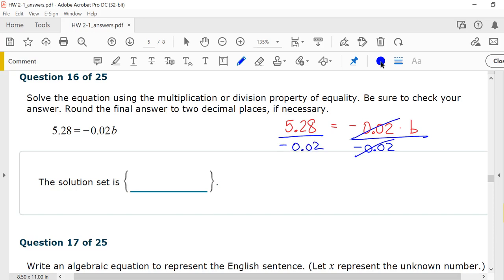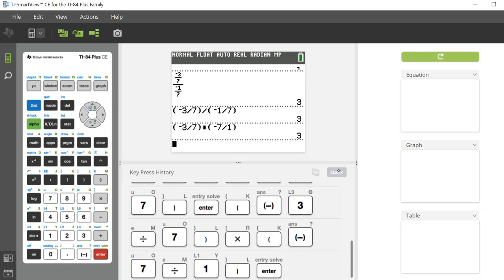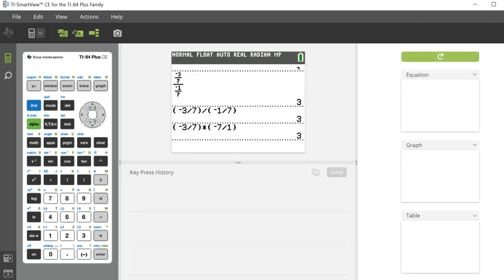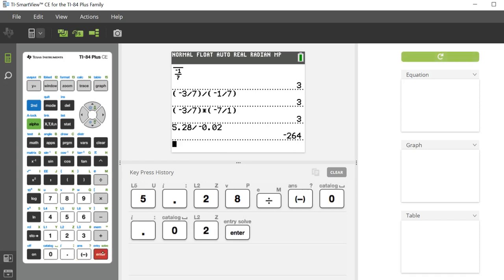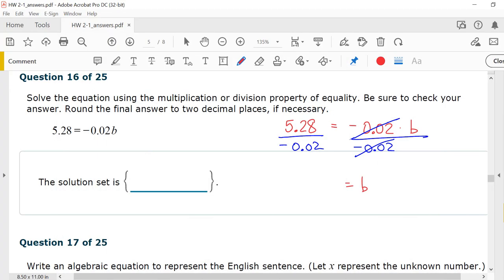And I have on the right-hand side b, and b will equal, let's see what we have, 5.28 divided by -0.02, and we get -264 for the answer.